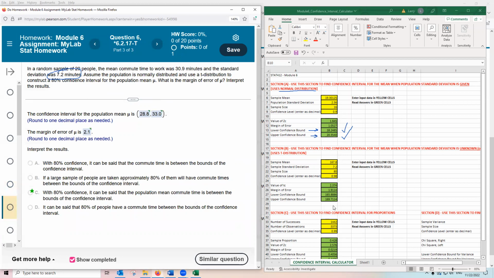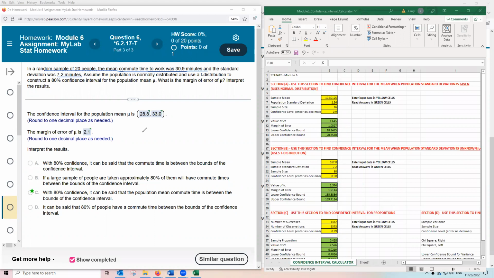Let's come here. This is number 6. It says you took a random sample of 20 people. The mean commute time was 30.9 minutes and the standard deviation was 7.2. So what I have to know here is that standard deviation of 7.2, is that the population standard deviation or the sample standard deviation? Very important that I know that.